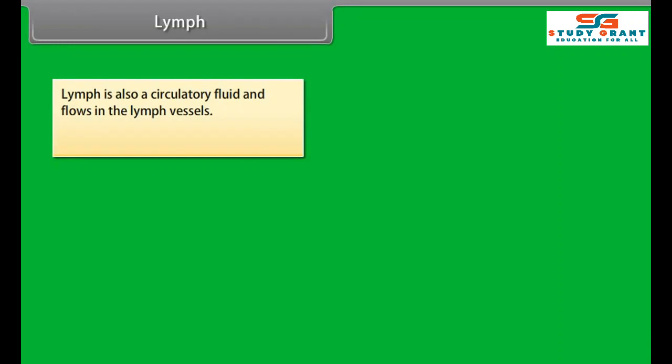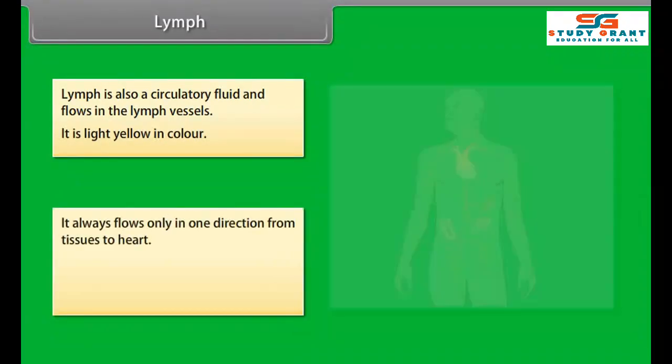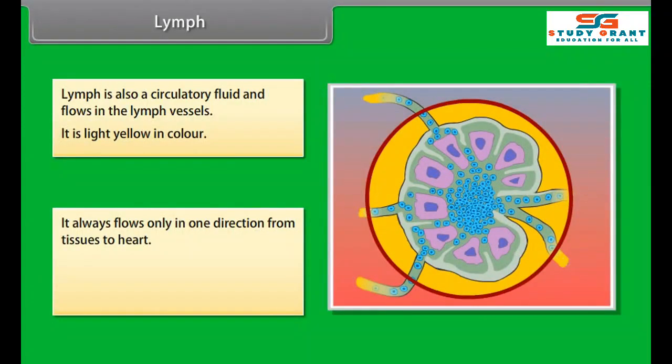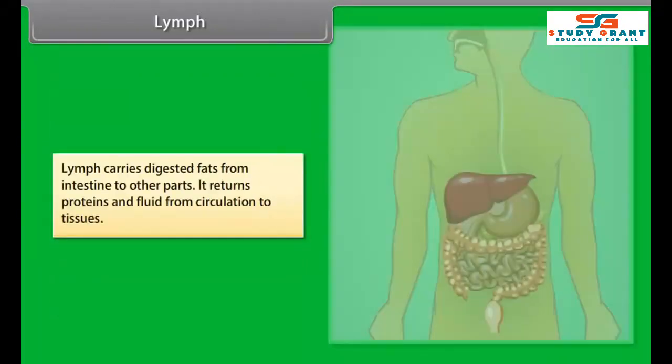Lymph. Lymph is also a circulatory fluid and flows in the lymph vessels. It is light yellow in color. It always flows only in one direction, from tissues to heart. Cells called lymphocytes present in lymph eat up germs and prevent the body from infections. Lymph carries digested fats from the intestine to other parts. It returns proteins and fluid from tissues to circulation.